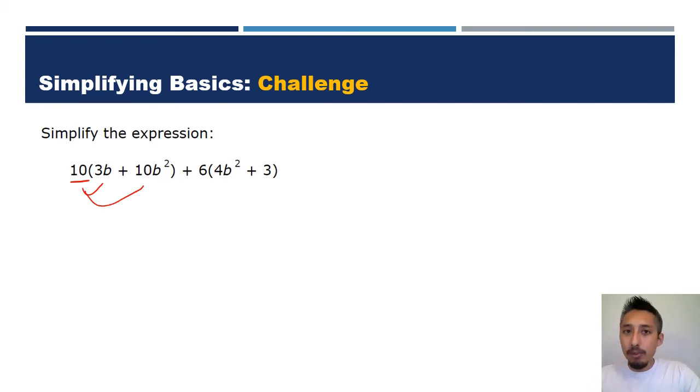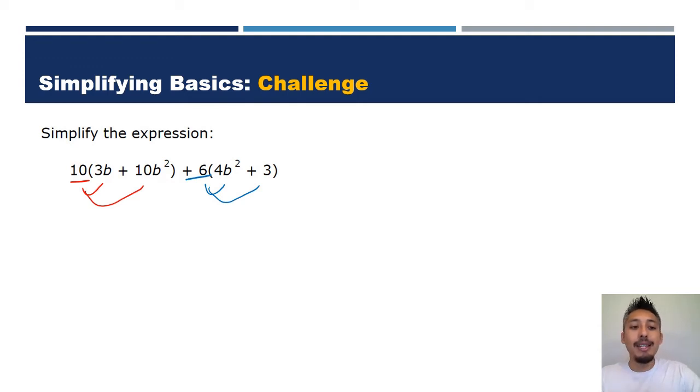However, that is not the only multiplication that's going on here. We also have this 6 next to this parentheses, which means that we're also going to distribute that 6 with everything inside. So 6 times 4b squared and 6 times 3. So let's go ahead and do all this multiplication at the same time.